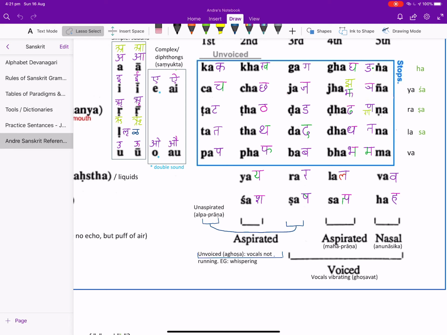Ch, ch, j, j, n. Again, what do we notice? When there's an H in between, it becomes aspiration. Like that, like ja, like ga. Again, cha, cha, ja, ja, na.